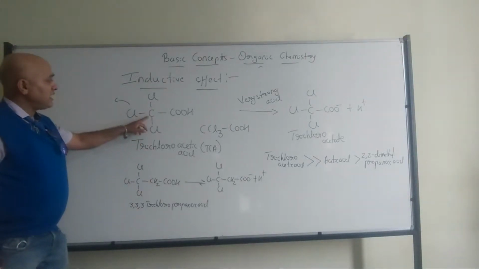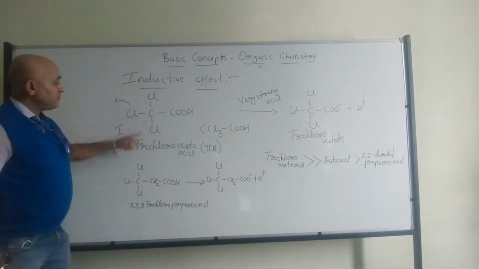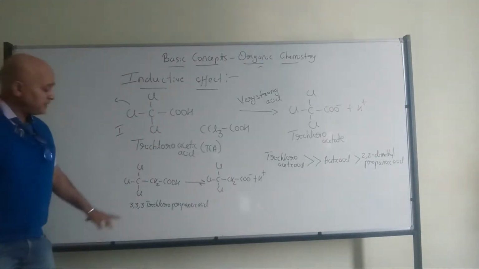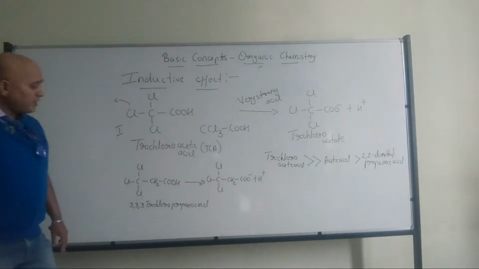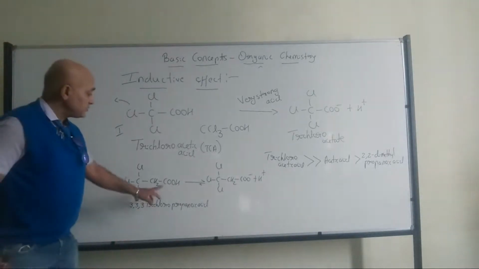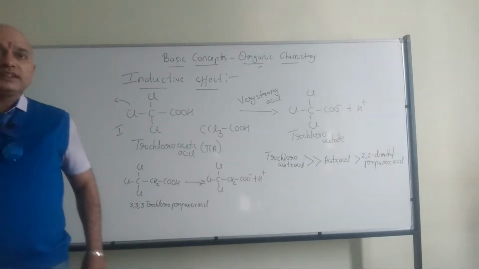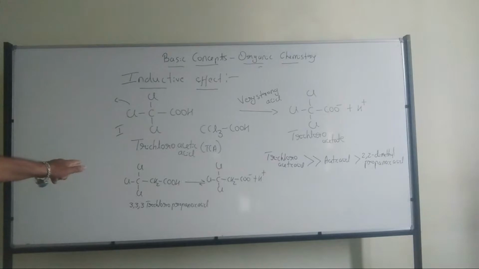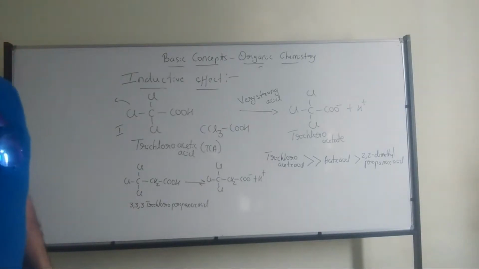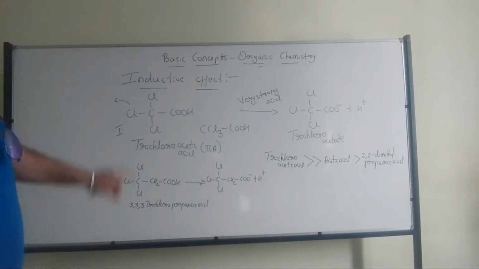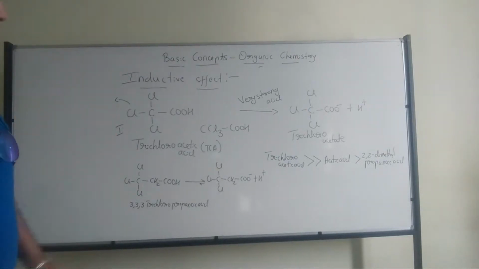But in the other, since there is only one carbon besides the carboxyl carbon, we directly wrote trichloroacetic acid. But here it is 3,3,3-trichloropropanoic acid, with 1, 2, 3 numbering. Now what can you observe between trichloropropanoic acid and trichloroacetic acid? What is the observation we can make by comparing trichloroacetic acid and 3,3,3-trichloropropanoic acid?